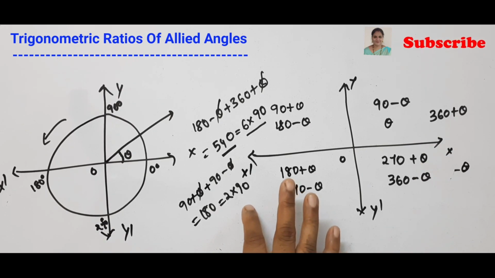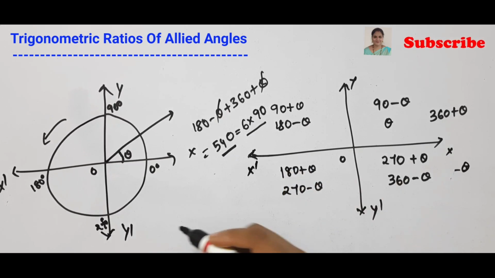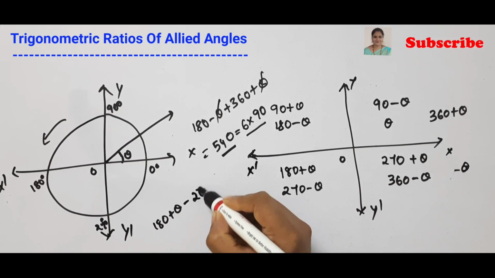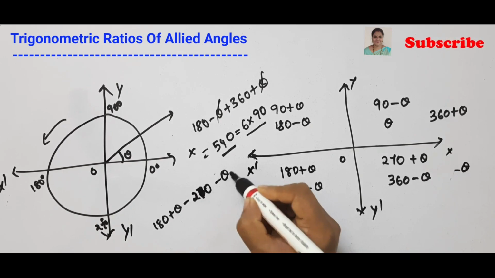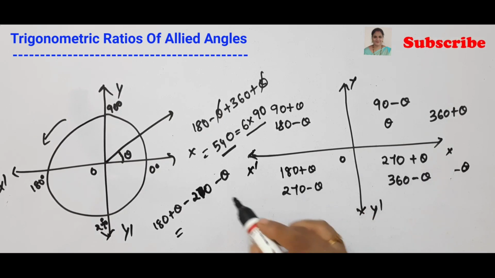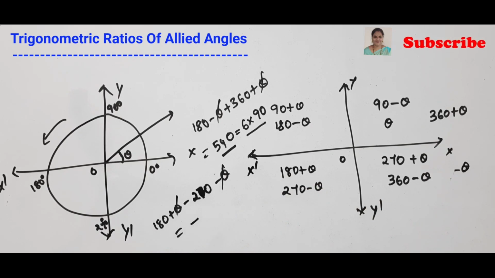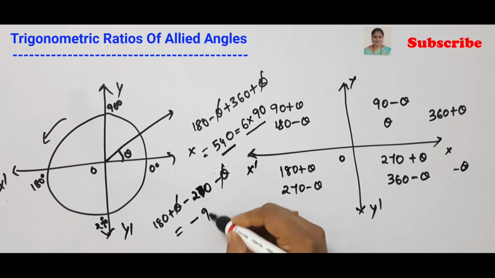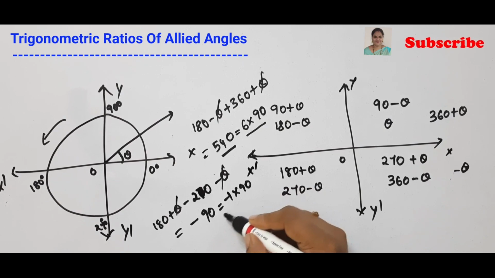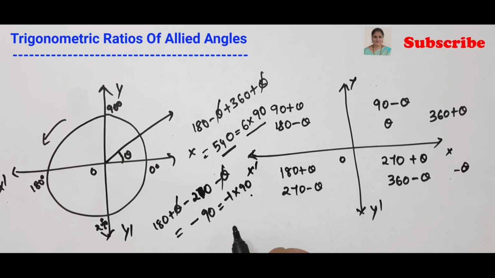How these angles will be by doing subtraction. Let us take these two angles, 180 plus theta minus 270 minus theta. These two are positive, is it not? Plus theta, plus theta. If we subtract, theta will be cancelled. We'll get minus 90. This can be written as minus 1 into 90. So when we subtracted these two, we got a value which is a multiple of 90. Is it not?